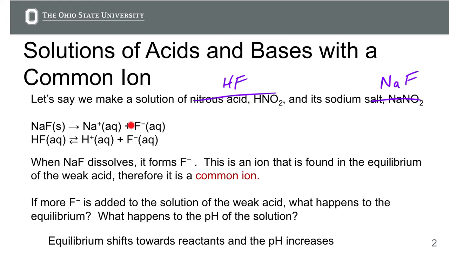So if we add more F minus to this equilibrium, thinking back to chapter 15, which way does the equilibrium shift to gain equilibrium? Reactant side or product side? Yeah, the equilibrium is going to shift towards the reactant side. So if we add more F minus, the equilibrium shifts to HF. And what happens to the pH? It increases. So we have less H plus, pH increases, becomes more basic.